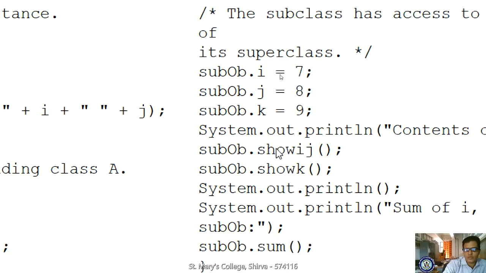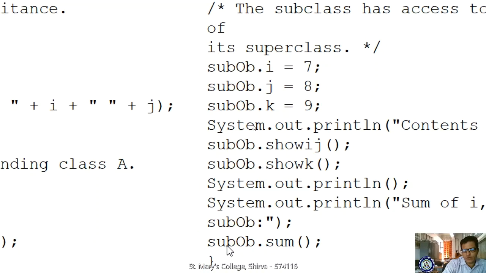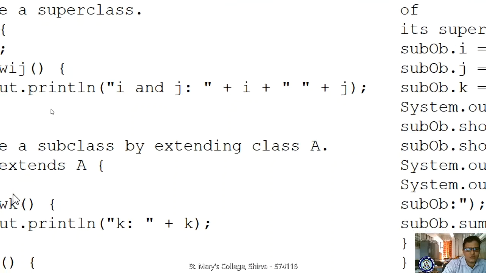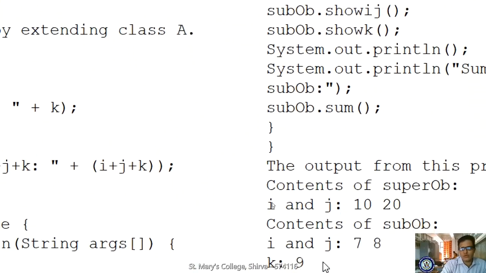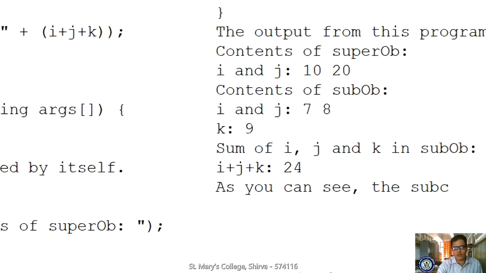And now I am displaying the content of show ij. If you want to display the ij value, you have to call the method show ij of the base class, so it will give 7 and 8. And if you want to display the value of k, you have to call the show k method of subobject. Afterwards, if you want to display the sum of i plus j plus k, then you have to call the subobject sum method. Okay, so if you execute this program, you get the output like this.